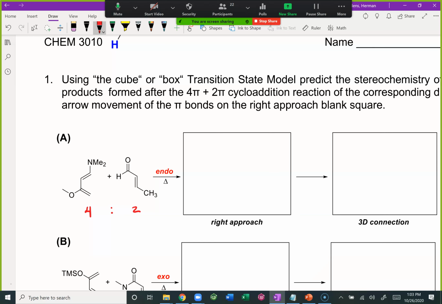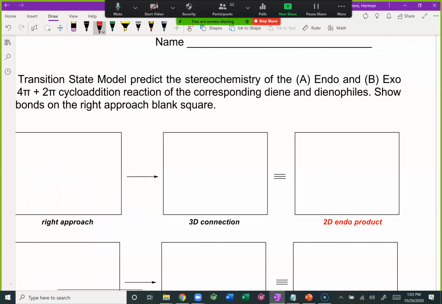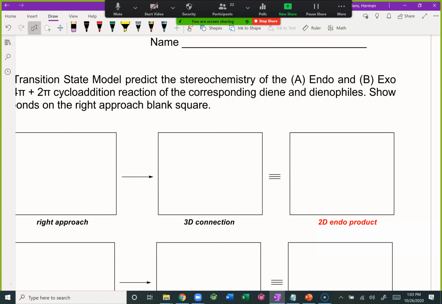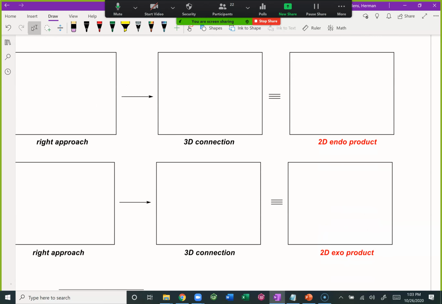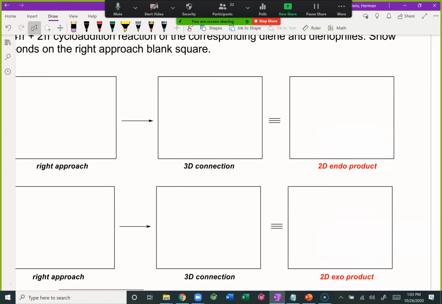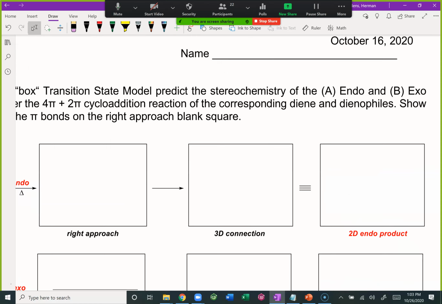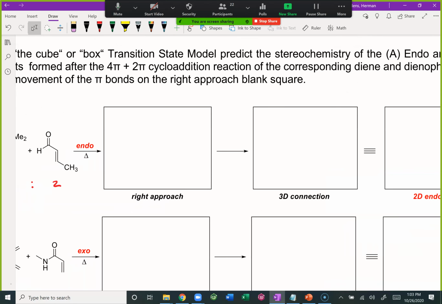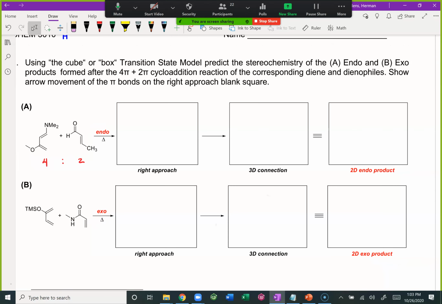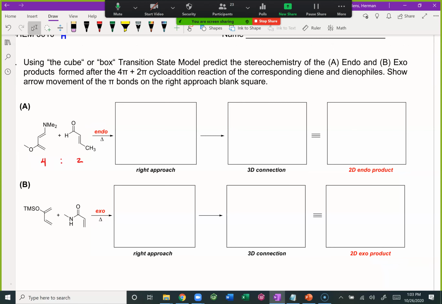And so I'm going to teach you today what I call the right approach, the 3D connection, and the 2D product. It could be an endo or it could be an exo product. So we're going to learn those terms. And I want you to use this practice to be able to solve the problems that will be given in the milestone.